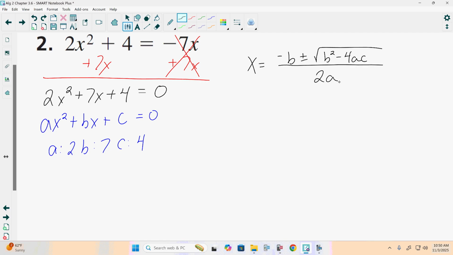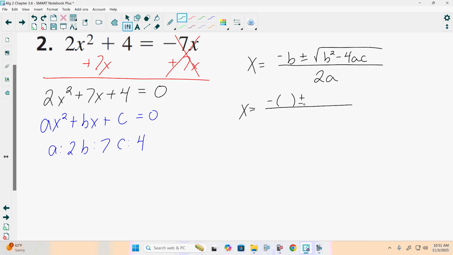Now we know they're positive values because 2x squared, there's not a negative sign in front of it. The 7x is not minus 7x. The 4 is not minus 4. Since there's not a negative or a minus sign in front of any of our values for a, b, and c, all of those are going to be positive.